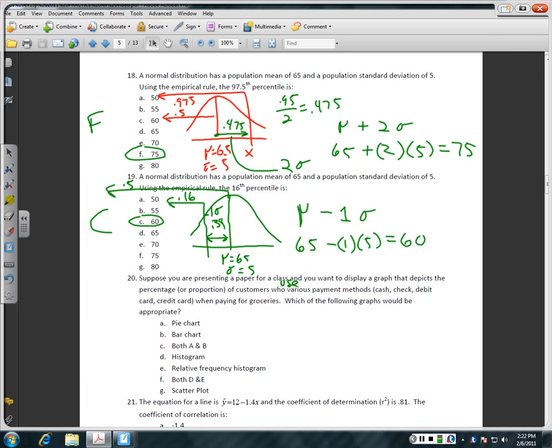Well, for qualitative variables, that means we've got pie chart and bar chart. Histograms, relative frequency histograms, and scatter plots all involve quantitative variables. So for a qualitative variable, we're here. And actually, I would accept one of 2 answers for this one. Probably the best thing to use is a pie chart because it's going to divide things up into 4 groups.